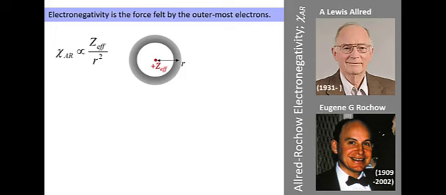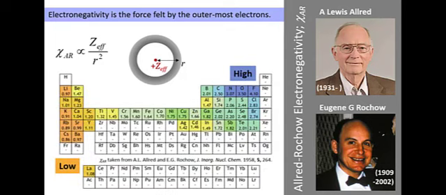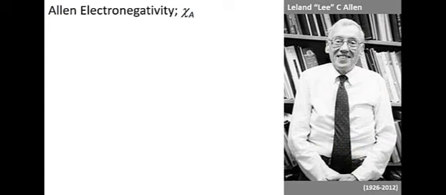We can calculate the Allred-Rochow electronegativities, and they have a linear relationship to the Pauling values, and so can be scaled for comparison. That brings us to Leland Allen. He said, forget about bond strength anomalies. Forget about the ionization energies and electron affinities. He said, don't worry about the force on the valence electron.